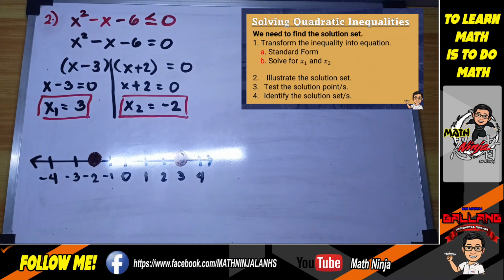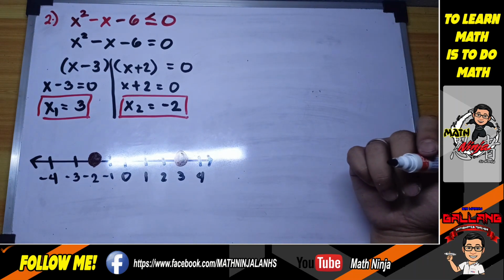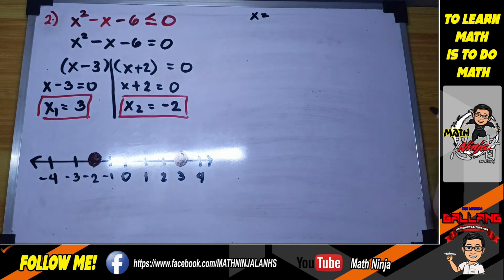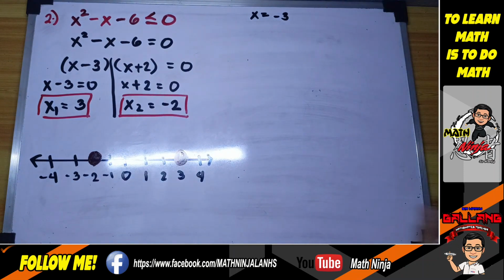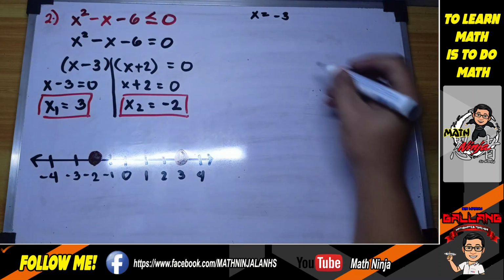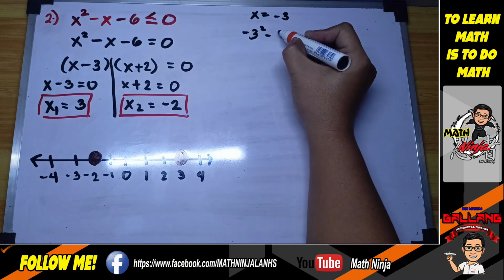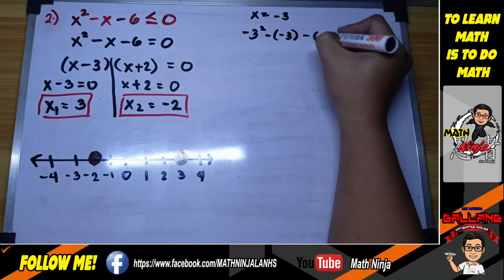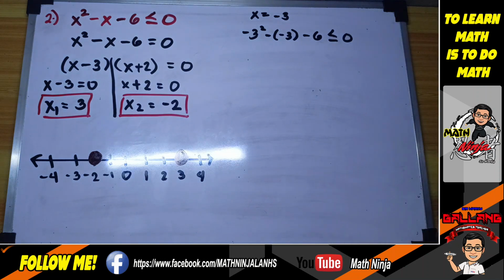Okay, so punta na tayo ngayon sa step number 3, which is to test the solution point. So, dito muna tayo sa first region or first part. Pili tayo ng value ng x dito para ating i-test. Okay, so in this case, doon muna tayo sa pinakamababa. We have negative 3. Gamitin natin ngayon yung quadratic inequality. So, we have negative 3 squared minus negative 3 minus 6 is less than or equal to 0.